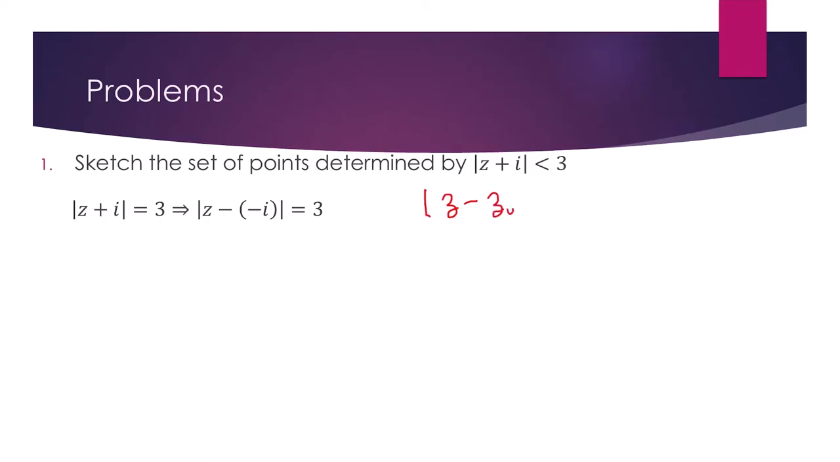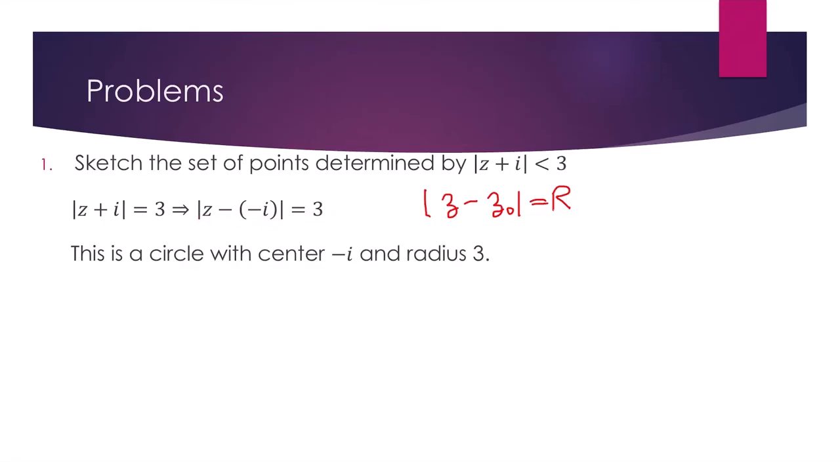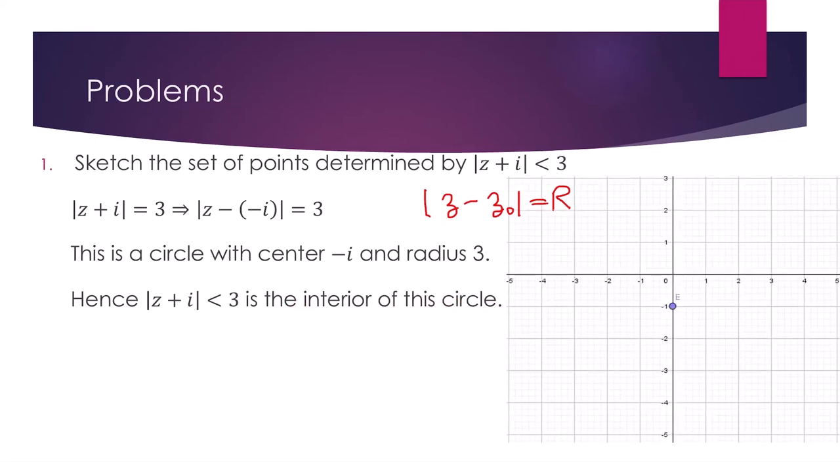In the last class we saw that absolute value of z minus z naught equal to r is the equation of a circle with center at z naught and radius r. So in that way, this is the equation of a circle with center at minus i and radius 3. Okay, so if it is equal to 3, these are the points on the circle. Here we are told that it is less than 3. So this is the interior of this circle.